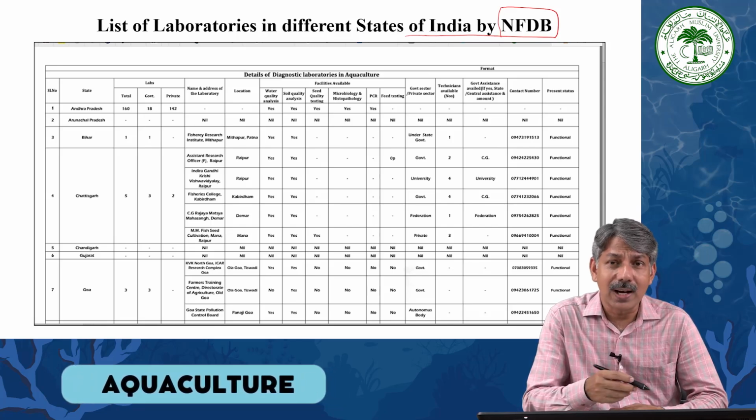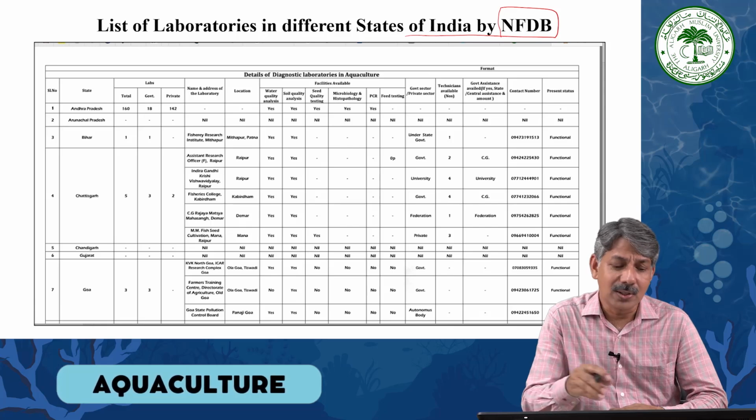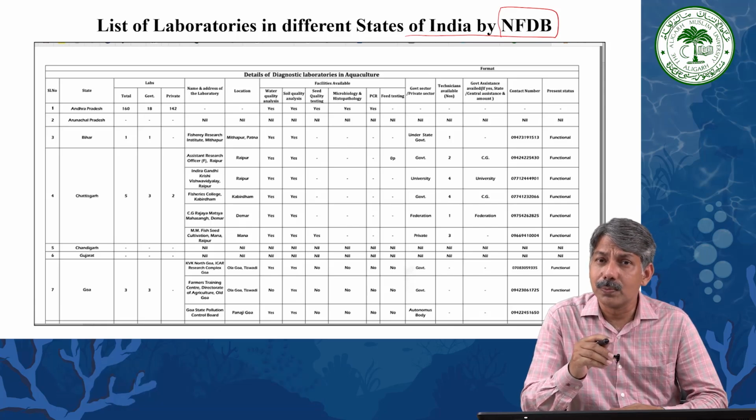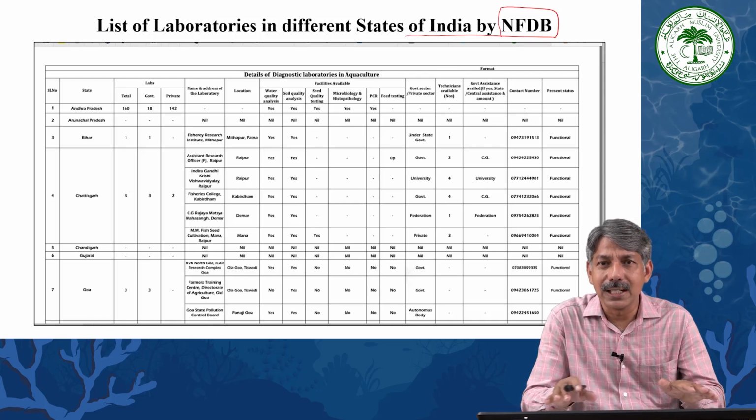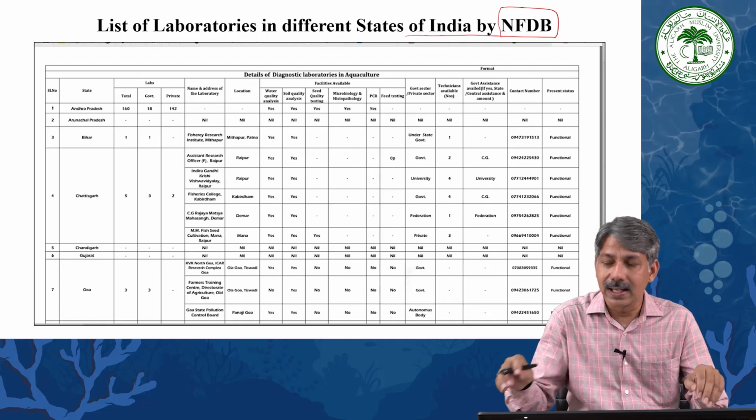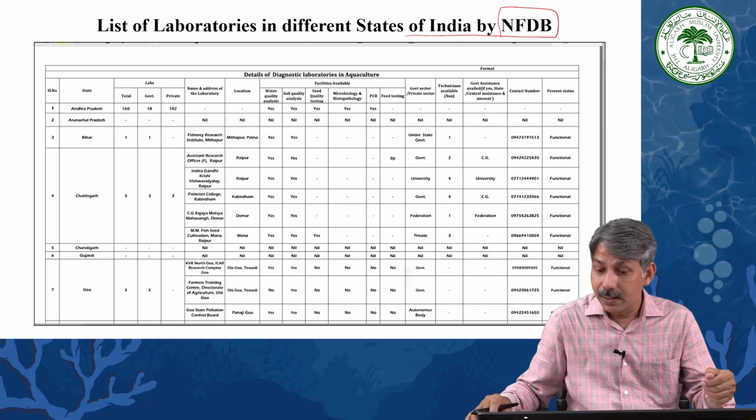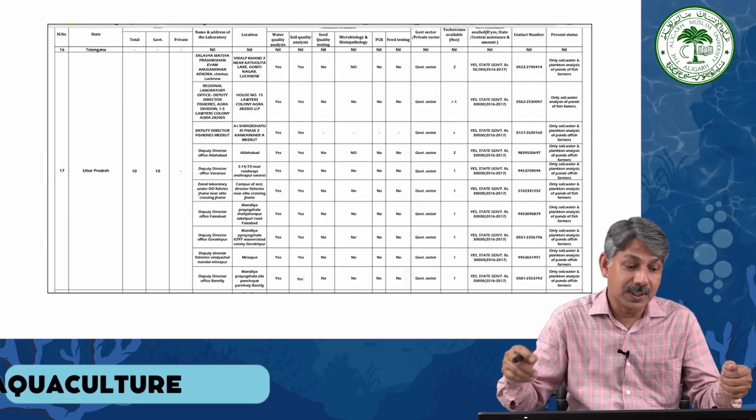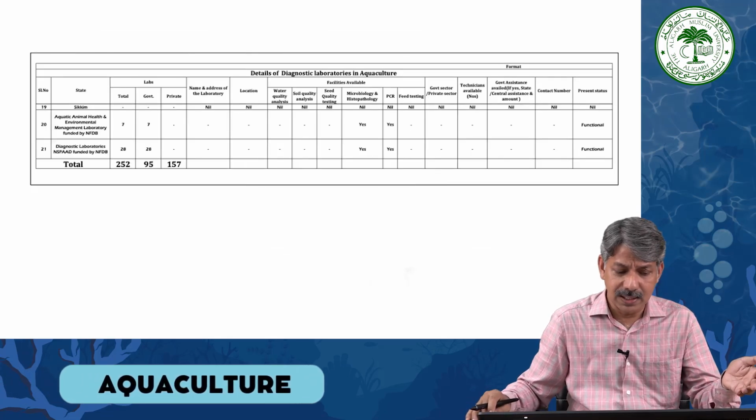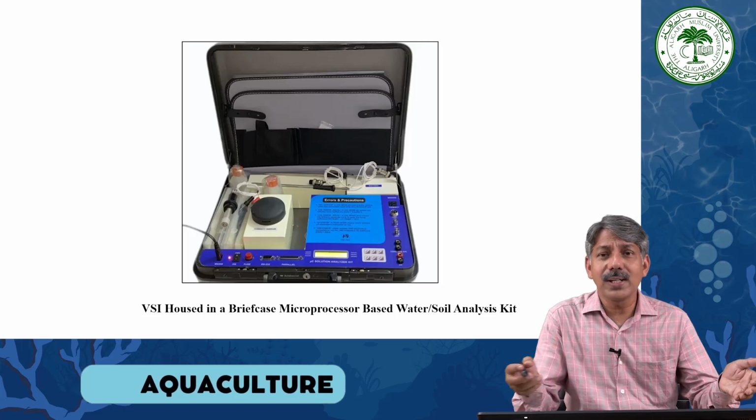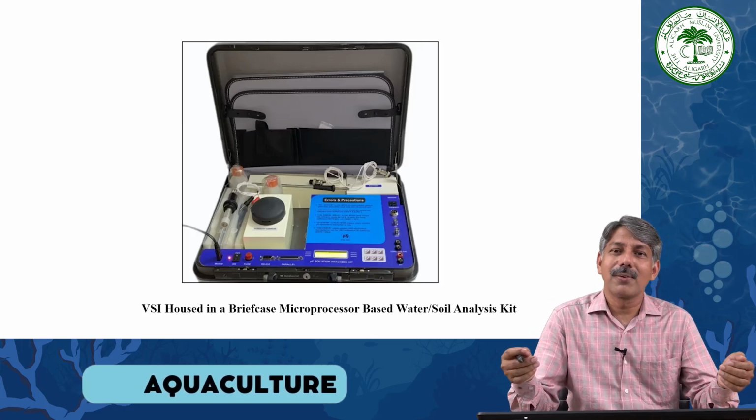As I told you, there are a large number of laboratories. It's not only these laboratories. The first thing you can do is visit the state fisheries department officials and talk to them. They may suggest a better way to get your samples analyzed in some nearby area and get the data, and then get it interpreted with the support of these officials.